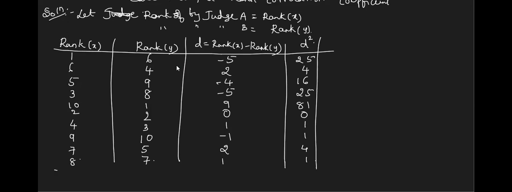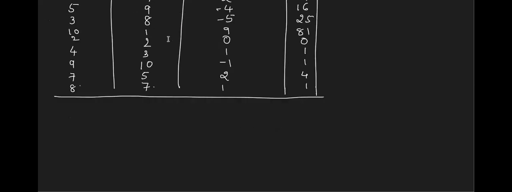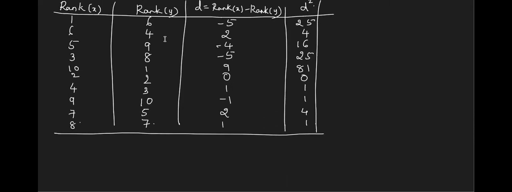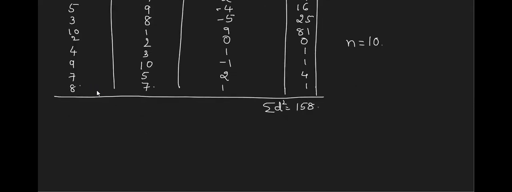Which column to be added up? Rank correlation means D square only. D square column. Yeah, add it. Tell me the sum. 158, ma'am. 158. Yes, correct. 158 is summation of D square. And what is N here? How many competitors? There are 10. Yeah, 10. Tell me the formula.